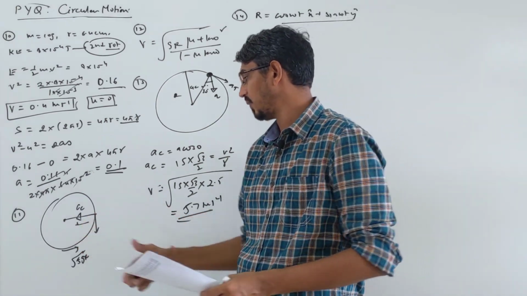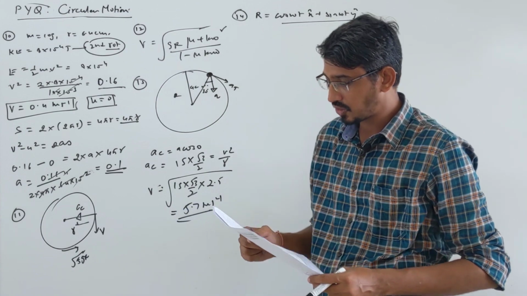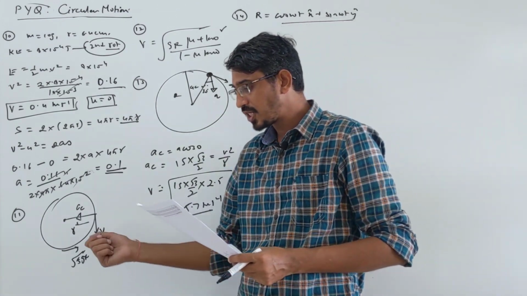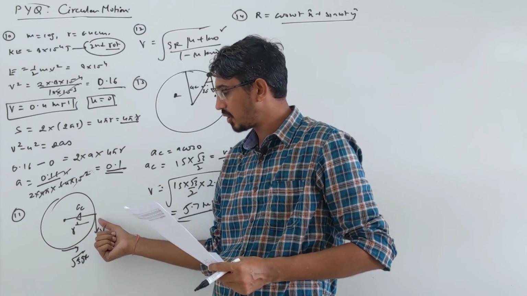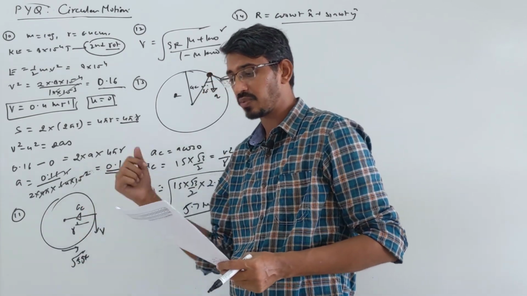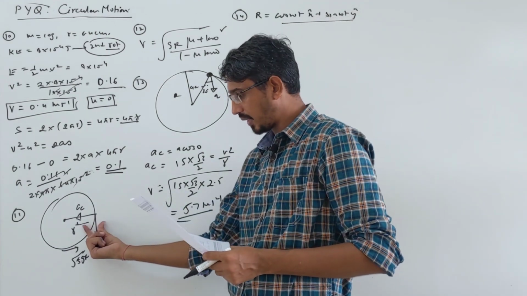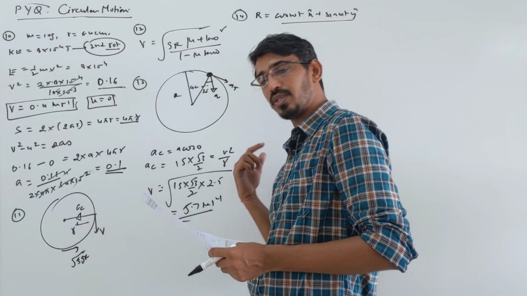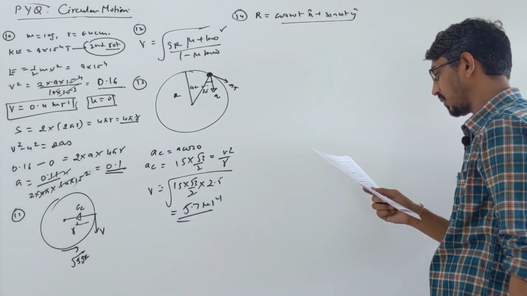Velocity is perpendicular to radius, and acceleration is directed towards the origin. Yes, this statement is correct. Third statement: velocity is perpendicular to radius, yes, but acceleration is directed away from the origin. No, acceleration is always toward the center. So what is the correct option for question number 14?